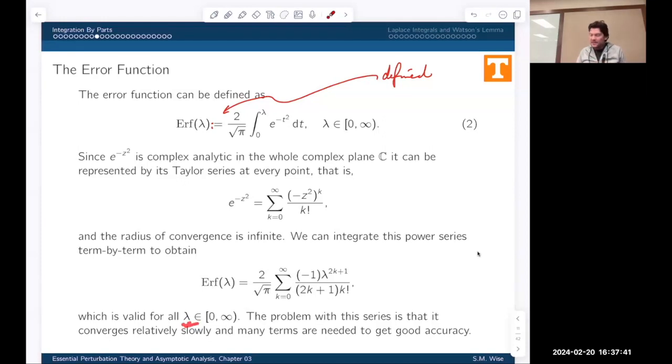I could work with lambda being negative. What we're interested in here is lambda positive. This converges for all finite lambda. It could be up to 100 billion, it doesn't matter. I have a question. Okay.